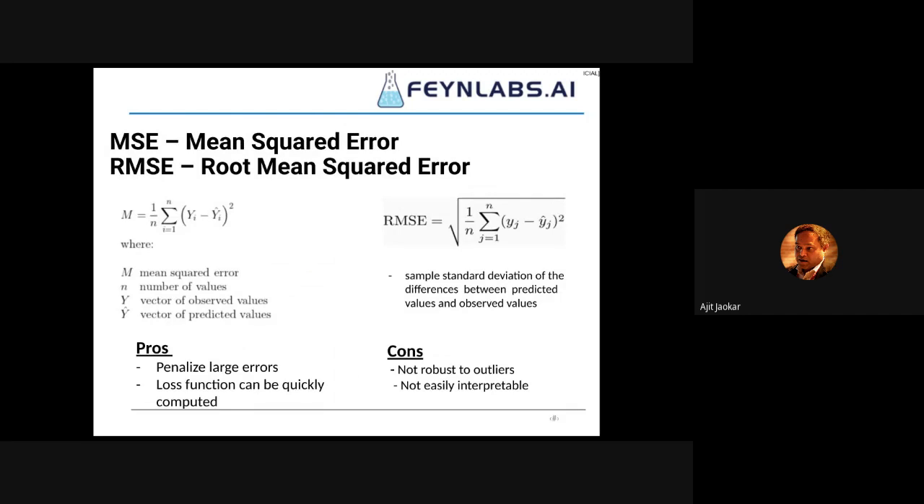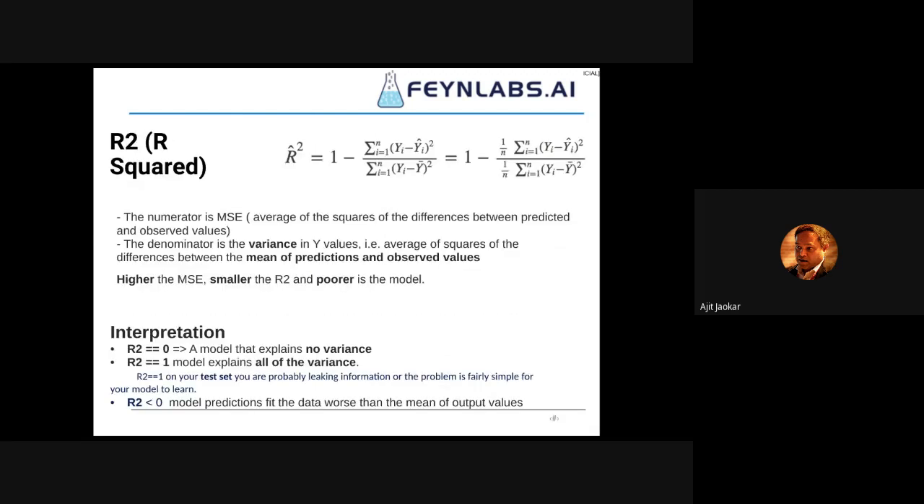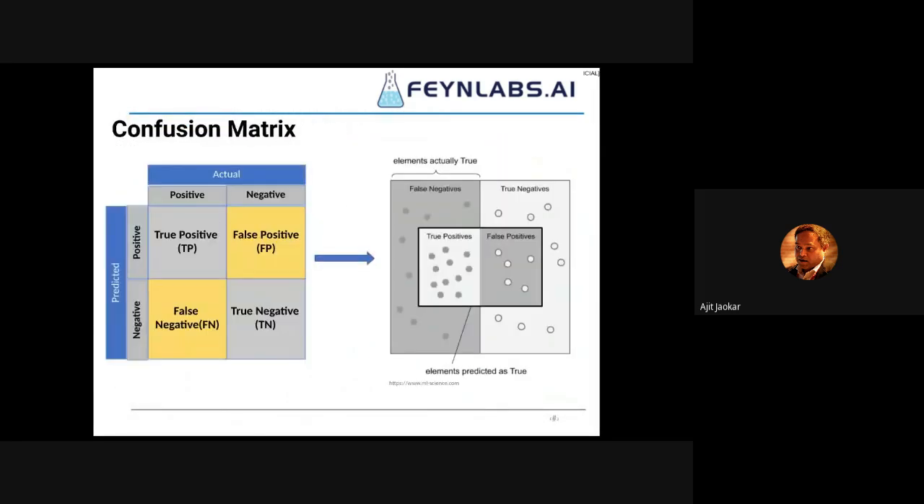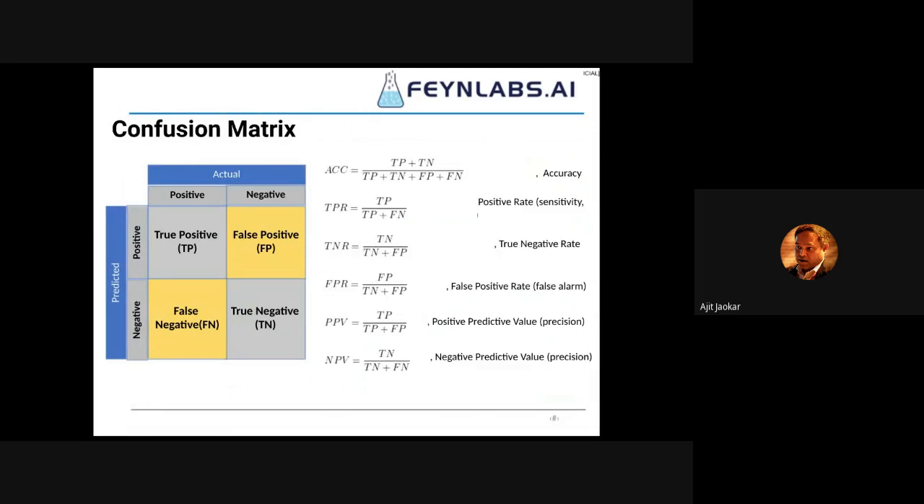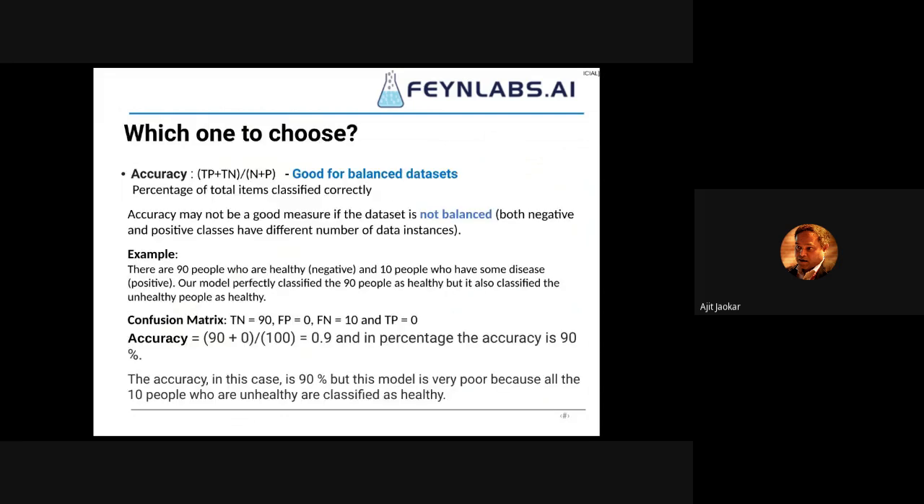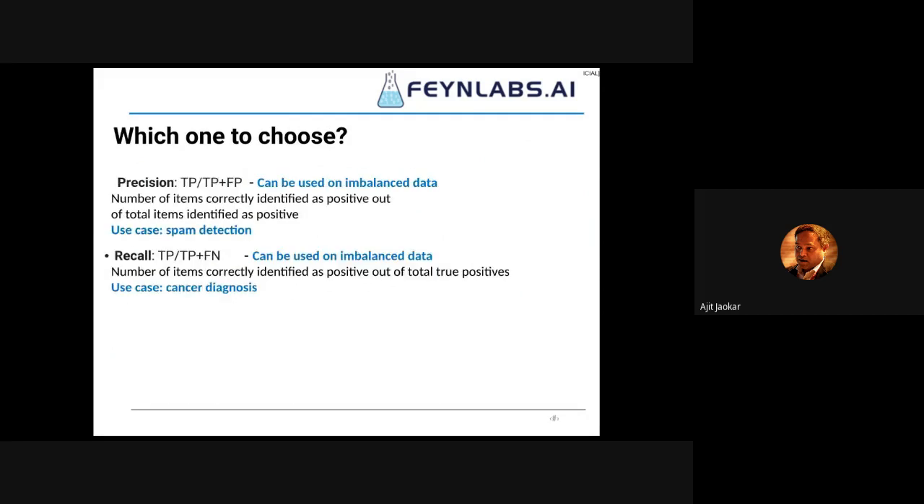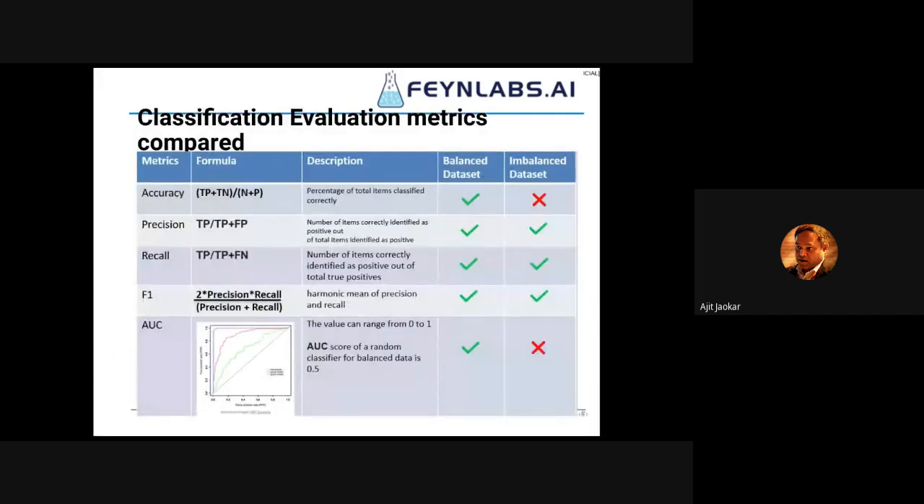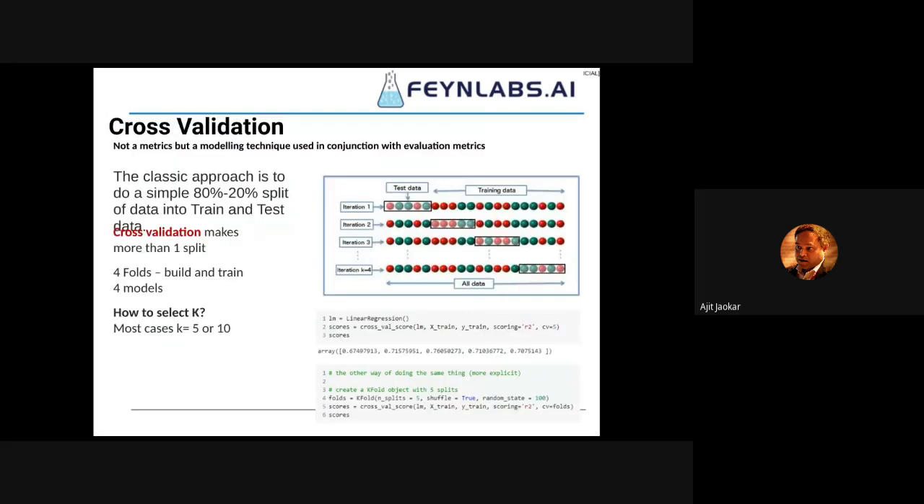Some of these you will see again in the code, so don't worry too much about it. It's just a listing. And these are the classification metrics: the regression metrics, the classification metrics, the confusion matrix, and all these things: true positive, accuracy, true negative, and so on. Then which ones to choose, with some more ideas for that, and then you compare the evaluation metrics.